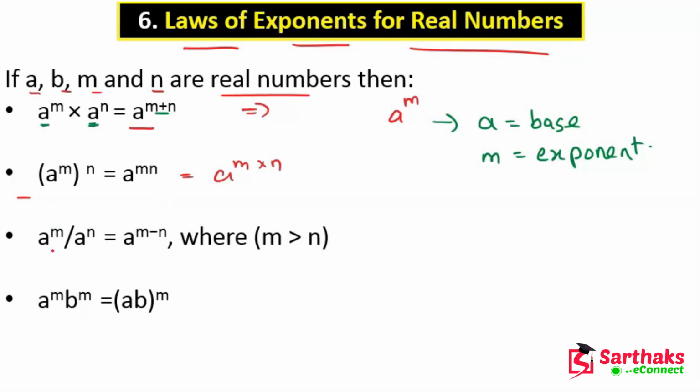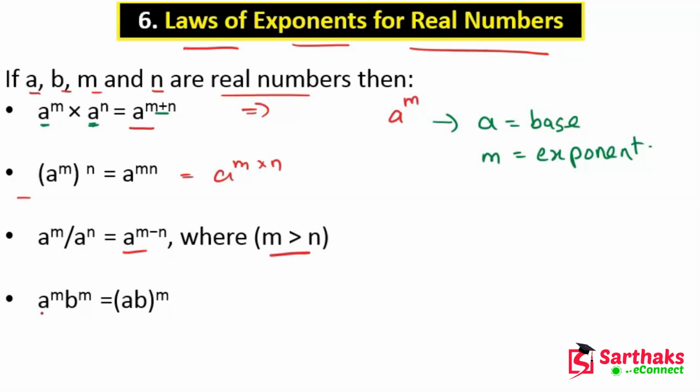Let's suppose we have A raised to power M upon A raised to power N. Here the base is the same, the power is different, and this is a division. Then the powers must be subtracted, which means this will become A raised to power M minus N. Here M is always greater than N. I hope you understand these things.